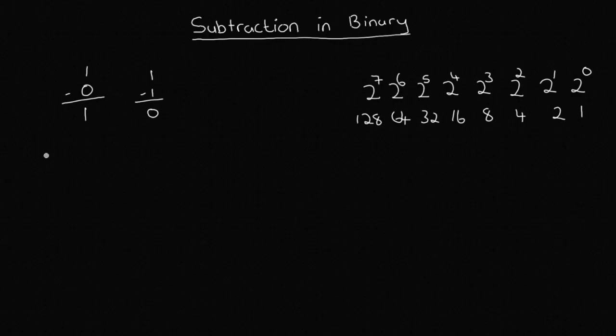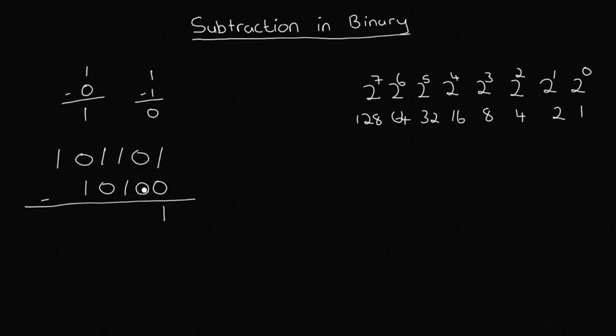We want to take our binary number 1, 0, 1, 1, 0, 1 from 1, 0, 1, 0, 0. Okay, 0 from 1 leaves us with 1, 0 from 0 leaves us with 0, 1 minus 1 leaves us with 0, 0 take away 1 leaves us with 1, 1 from 0 we cannot do, so I need to borrow. This becomes 0, this becomes 2, this will then become 1, and we can bring down our 0.